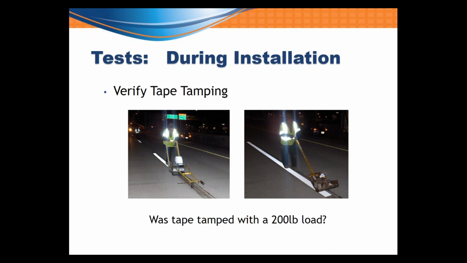For an example of a test during installation, you want to verify whether tape is being tamped down. In the first picture here, you can see that they're installing the preformed tape, and in the second one, you can see that they're using a tamper. You should verify whether it's a 200-pound load that's being tamped, and you should also look within the standard specs to see how many times it's recommended for it to be rolled.